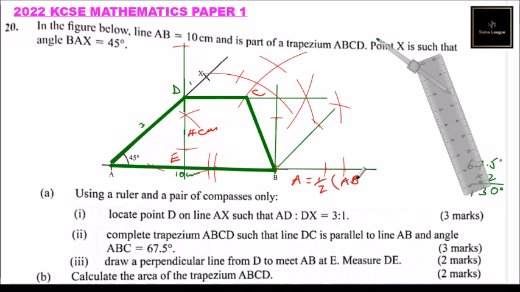AB plus CD multiplied by DE. So this is equals to a half multiplied by 10 plus 4, and you multiply by 4, and that will give you 28 centimeter squared. So that's how you work out that, and by doing that then you should be able to get 10 marks.